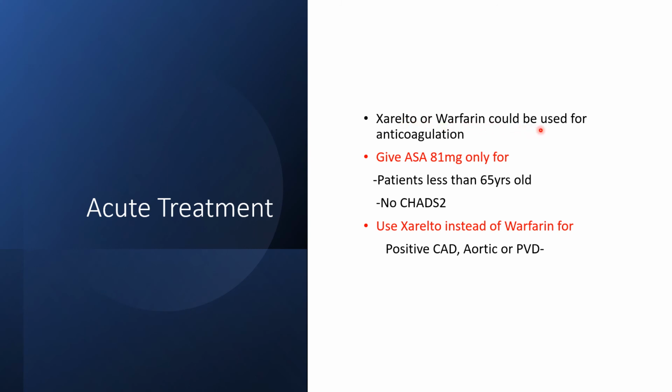Xarelto or warfarin could be used for anticoagulation. Aspirin low dose 81 milligram for patients that are less than 65 years old and without any score when it comes to stroke risk assessment using CHADS2. If the score is 0, then give low dose aspirin for anticoagulation. You can use Xarelto instead of warfarin if this patient has positive coronary artery disease, aortic or peripheral vascular disease.